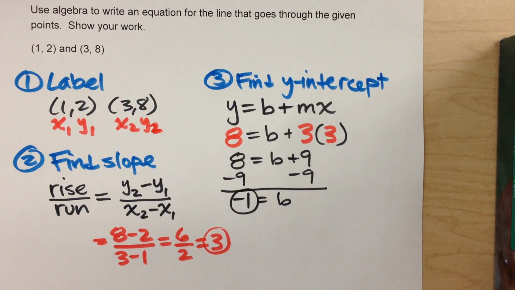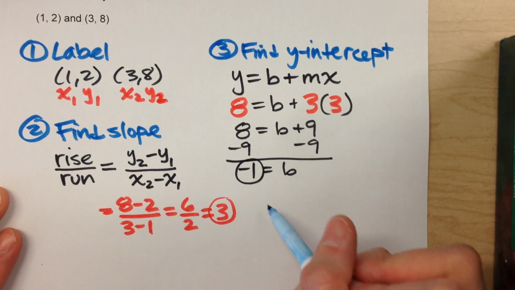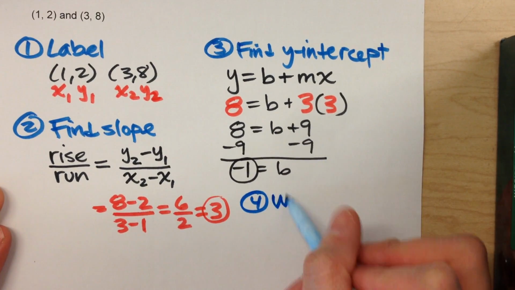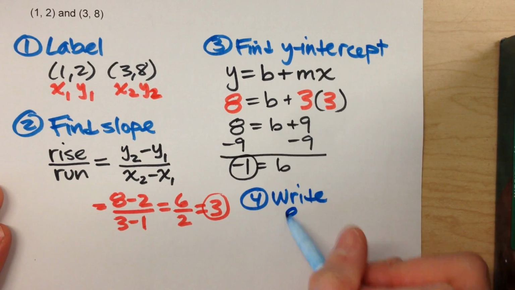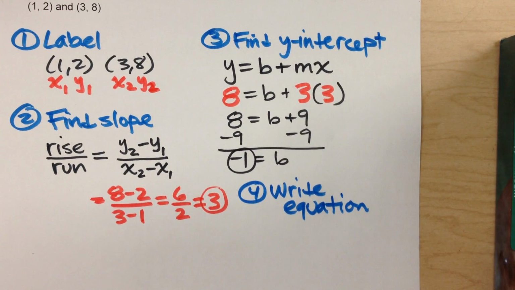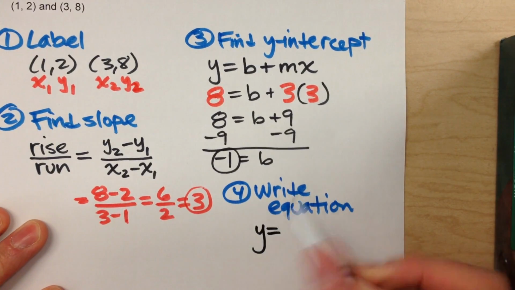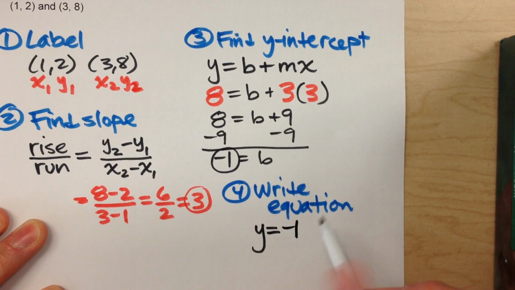So step 4. Now that I know my slope, now that I know my y-intercept, step 4 is write the equation. And it's not going to be very hard now because I got all the hard work done. My equation is going to be y equals my y-intercept, negative 1, plus my slope of 3, and then x next to it.